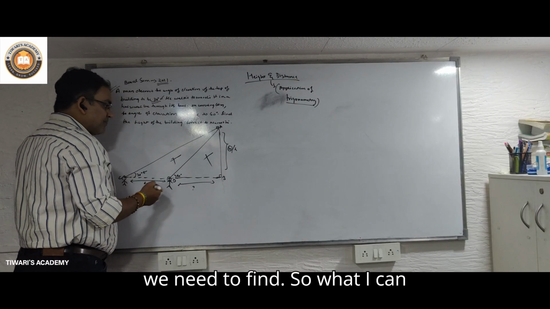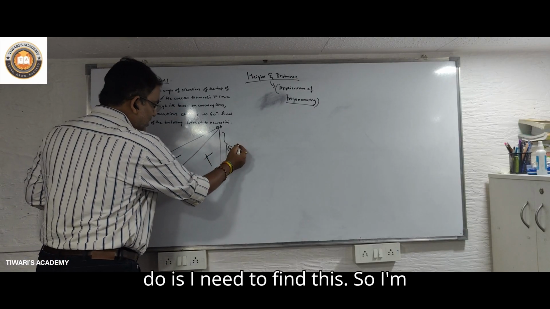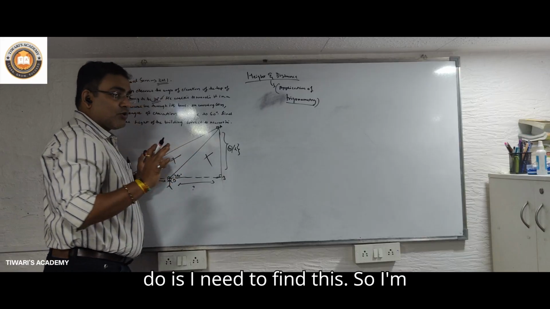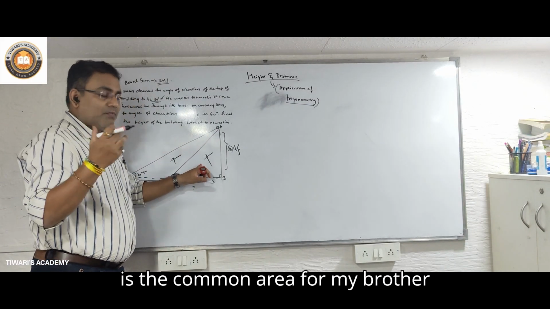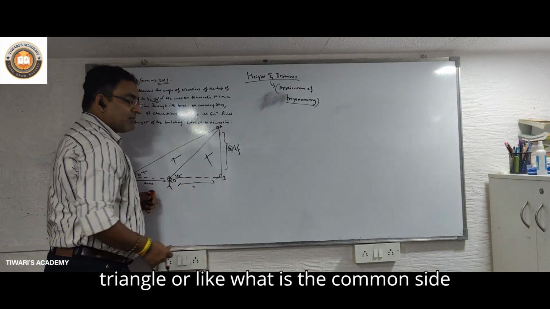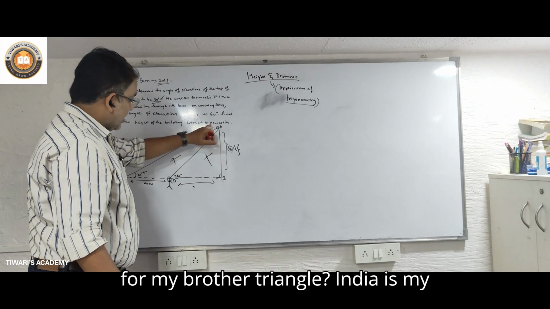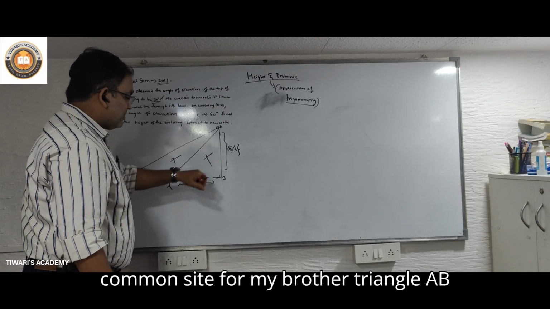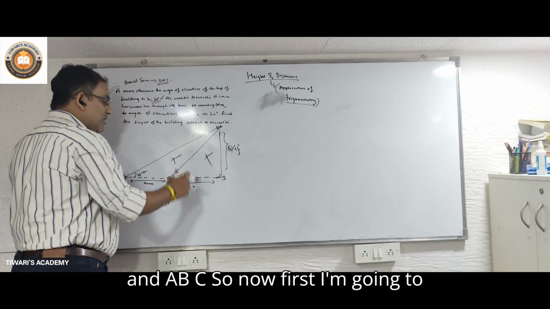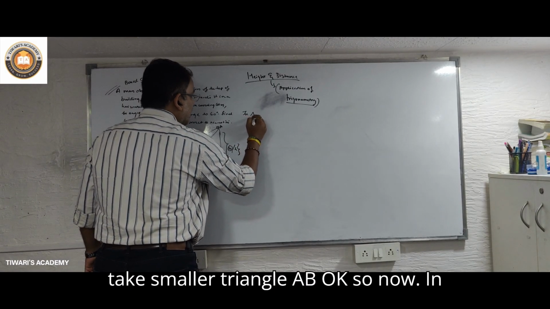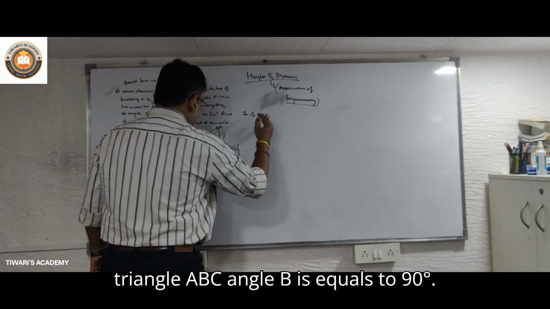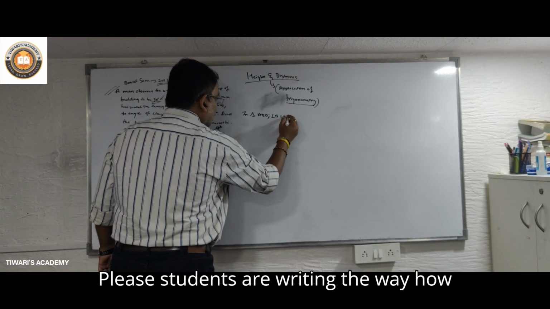So we need to find the common part, the common side for both triangles. AB is the common side for both triangles, ABD and ABC. First I am going to take the smaller triangle ABD. Now in triangle ABD, angle B is equal to 90 degrees.